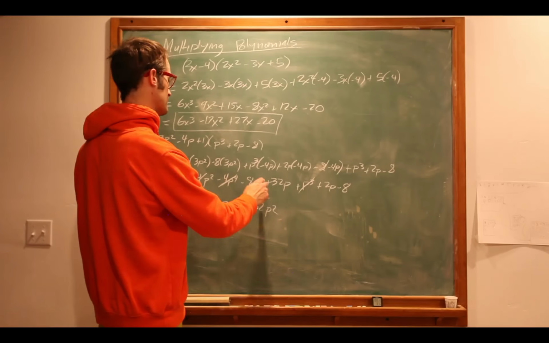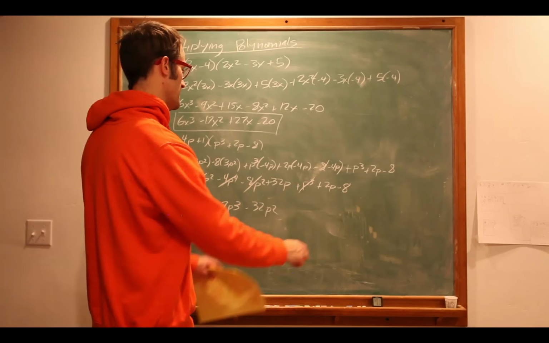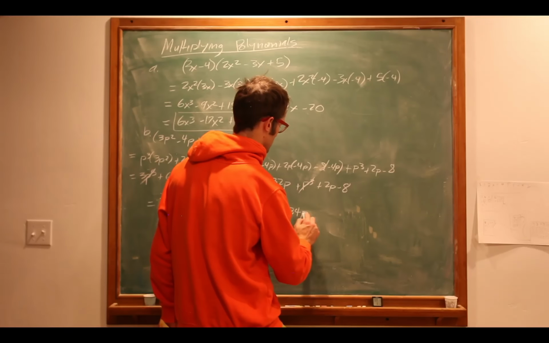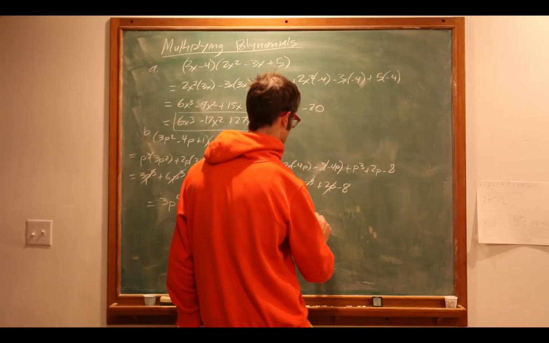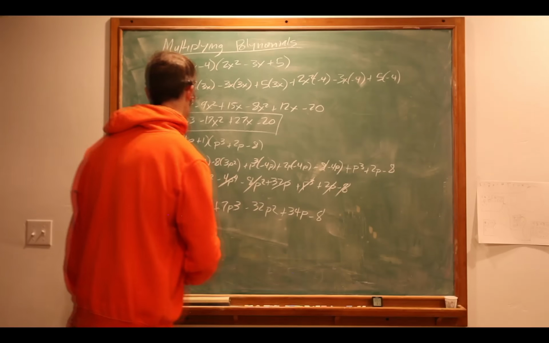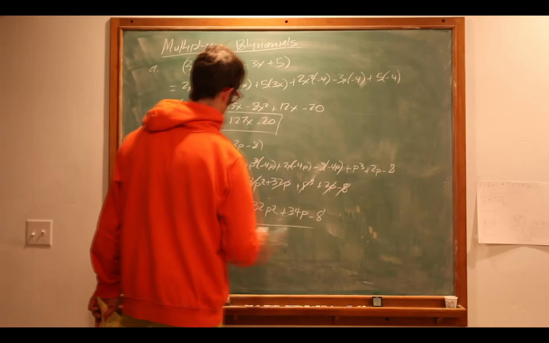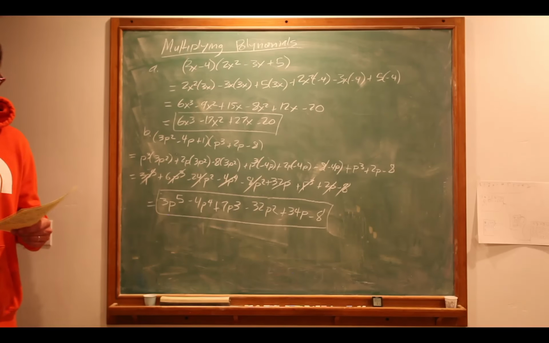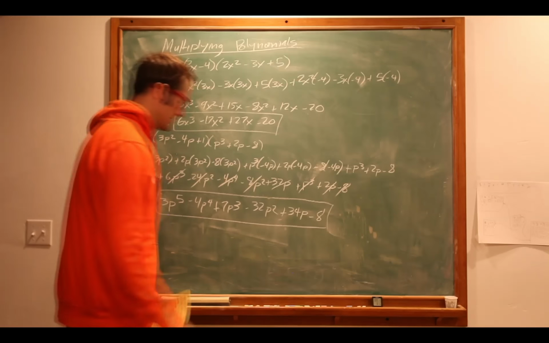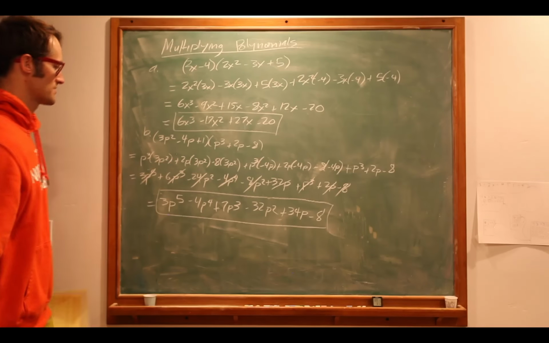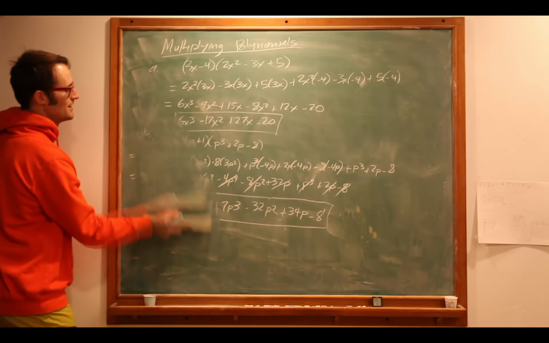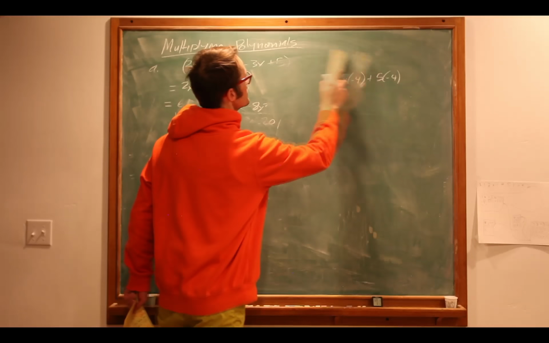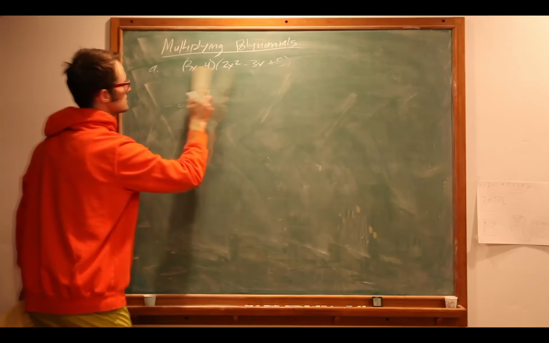Where did that go? Right there. Plus 34p. Minus 8. Boom. Done. There you go. That's the whole thing. And that is how you multiply two trinomials together. Alright. Next thing.